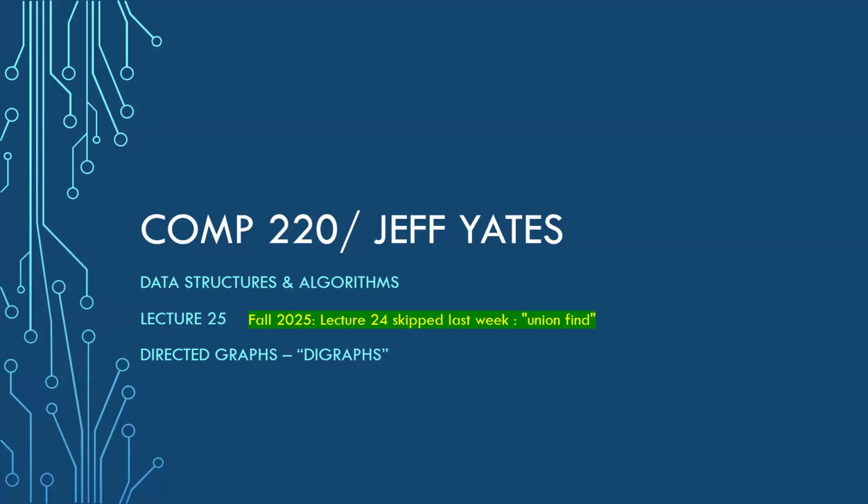Okay, we're on lecture 25, and we did skip lecture 24 last week. Lecture 24 was about something called union find. It's a completely other way to determine connectivity. It's kind of funky and different than most of the stuff that we've been doing lately. But it's actually very, very fast. So you'll see some remnants of it in the course, but I'm not going to test this on it.